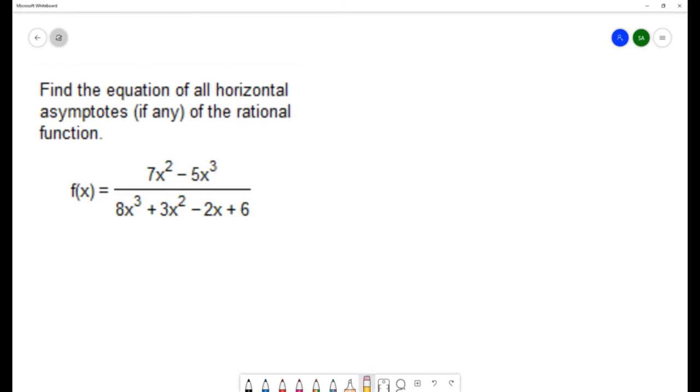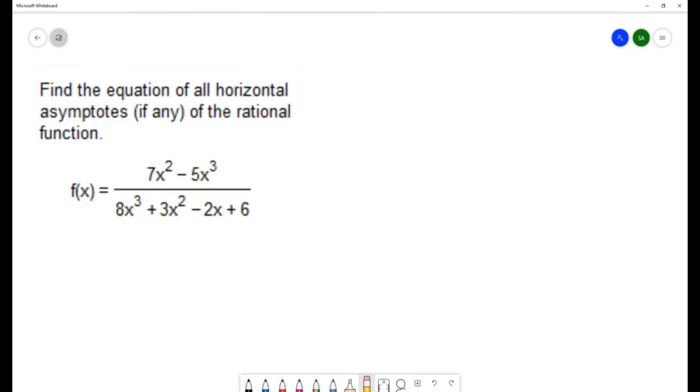On this question, it says find the equation of all horizontal asymptotes, if any, of the rational function f of x equals 7x squared minus 5x cubed over 8x cubed plus 3x squared minus 2x plus 6. The way that we're going to find horizontal asymptotes is by finding the degree of the numerator and the denominator.